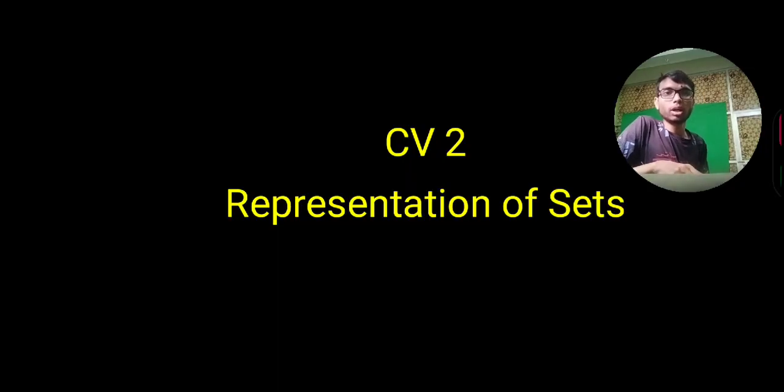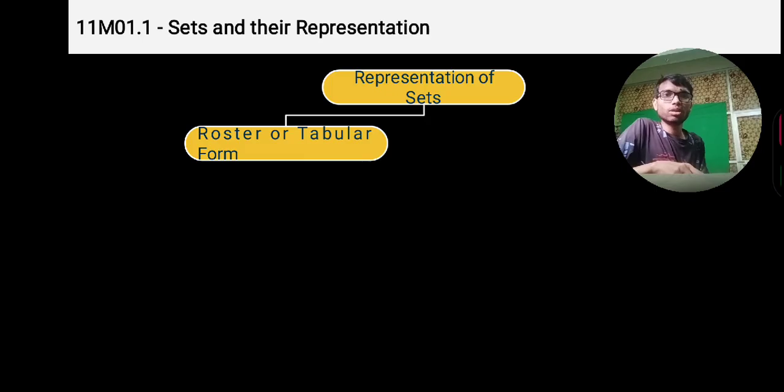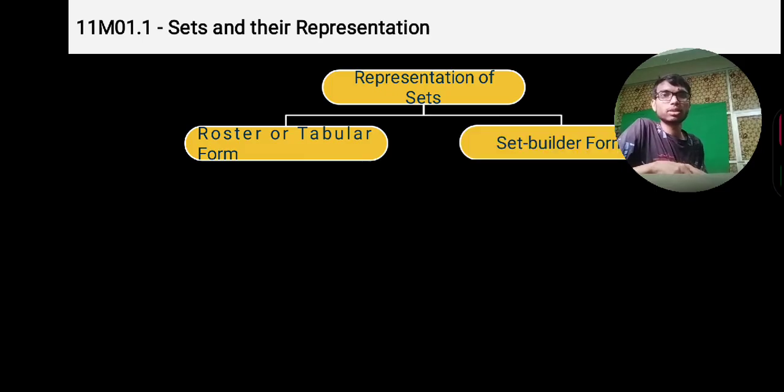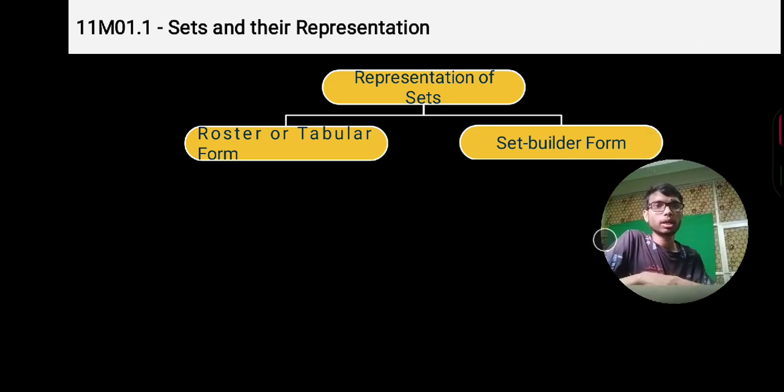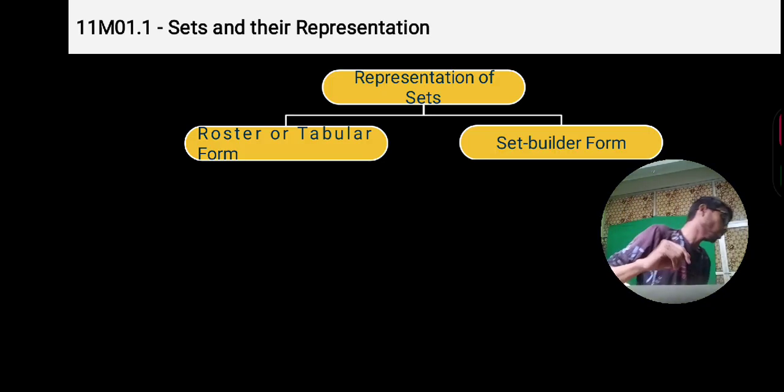Next, representation of sets. Let's see. We use curly brackets. Representation of sets: roster form, or tabular form, and set builder form. We have two forms: one is roster form, and the second is set builder form. Both are different, but remember, the meaning would be the same.